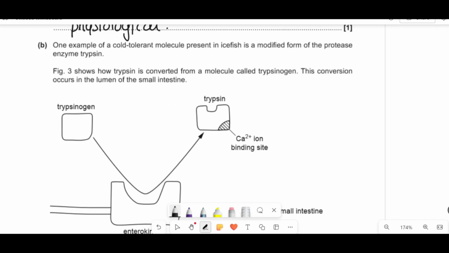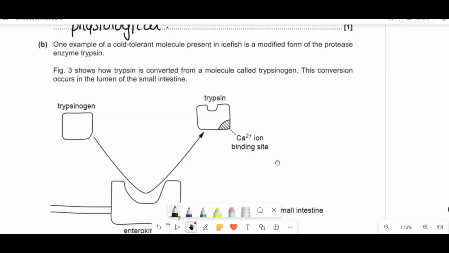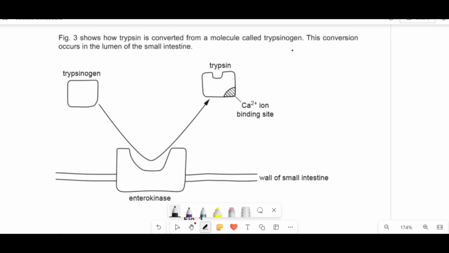There you go. One example of a cold-tolerant molecule present in ice fish is a modified version of this protease enzyme called trypsin. Figure 3 shows how trypsin is converted from a molecule called trypsinogen. This conversion happens in the lumen of the small intestine. So we have trypsinogen with enterokinase, and then we have trypsin with a Ca2+ binding site, and this is in the wall of your intestines.